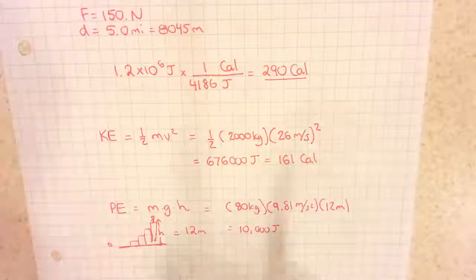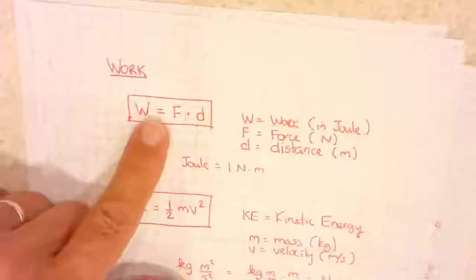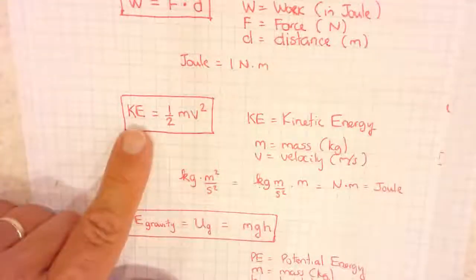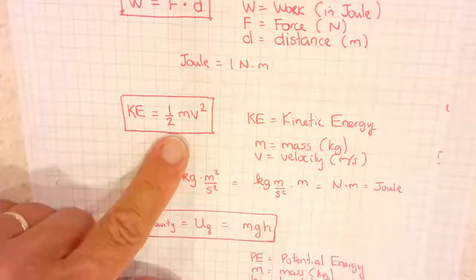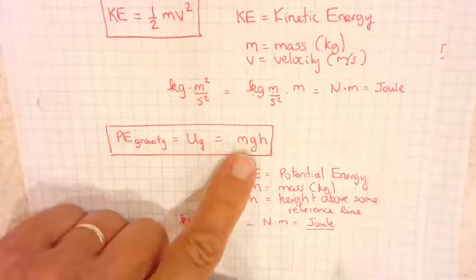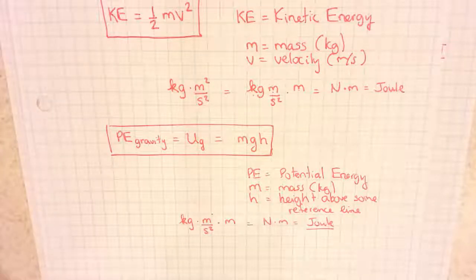So what you're going to do is you're going to solve problems involving these three ideas. You're going to solve problems involving work, or finding the energy that's transferred by a force, finding the kinetic energy, which is the energy of motion, and finding the potential energy due to gravity, which is m times g times h. Okay, so find your homework and solve those problems.